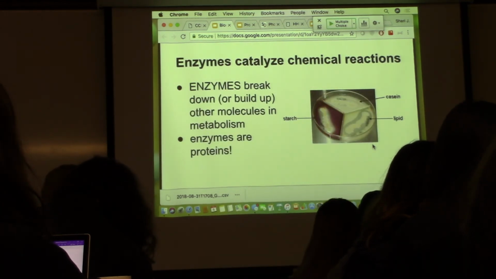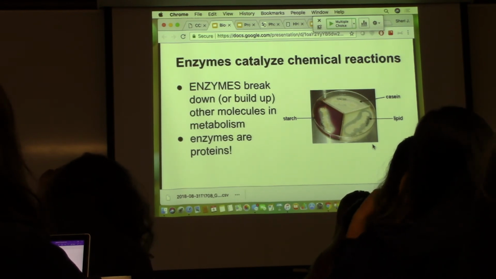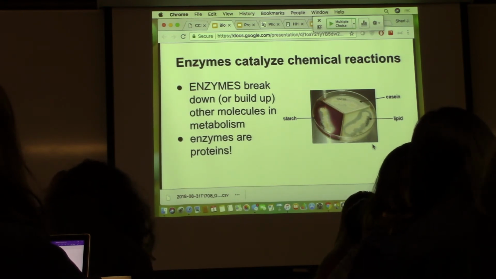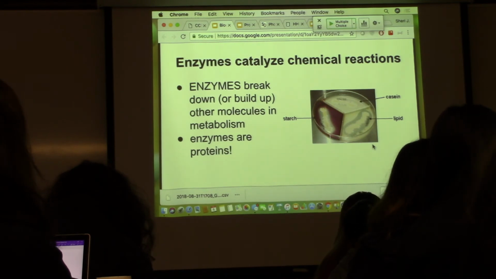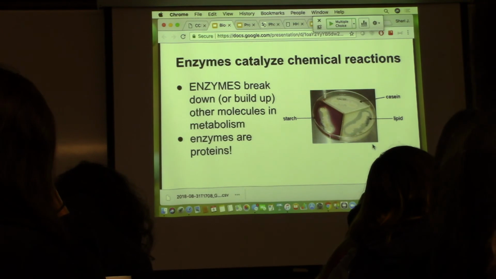Enzymes are a really important subcategory of proteins, and we're going to spend a lot of time talking about enzymes this semester because enzymes catalyze the chemical reactions in the cell. Cell chemistry wouldn't occur without those chemical reactions.